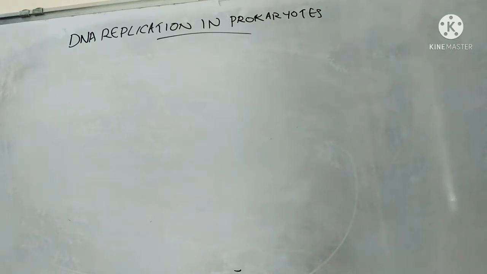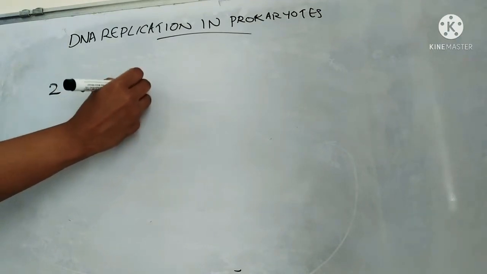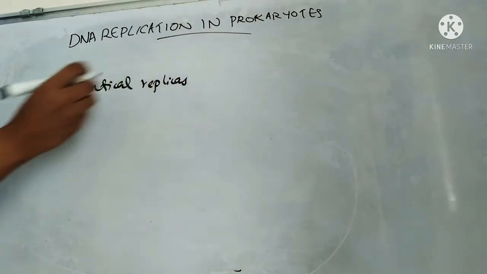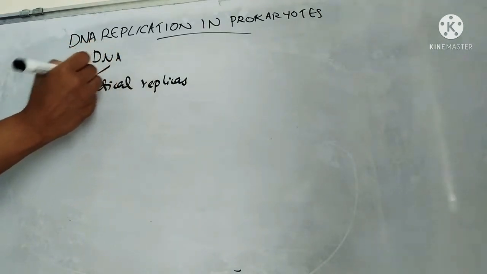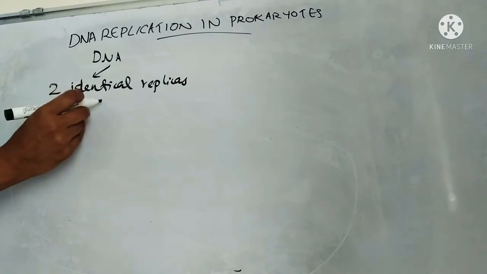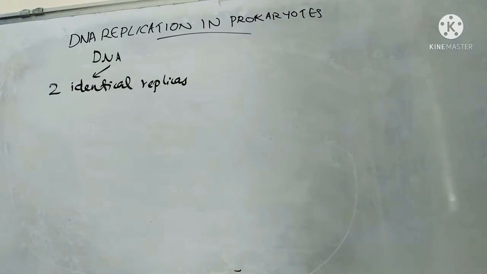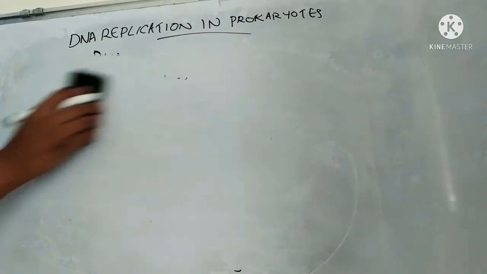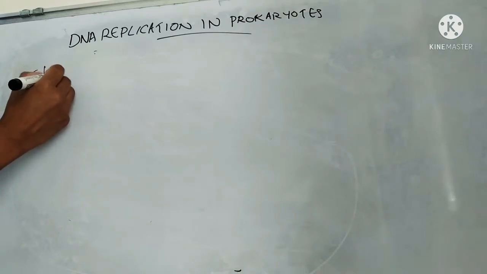Replication is the process of producing two identical replicas of DNA from one original DNA molecule. Let's see some of the features or characteristics of replication.